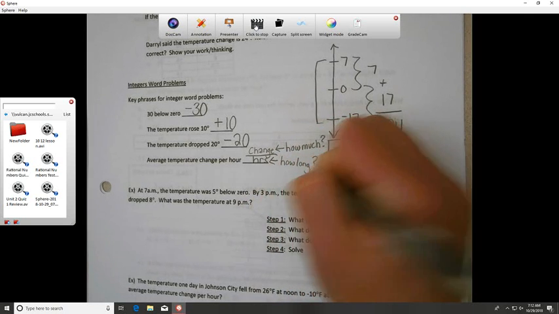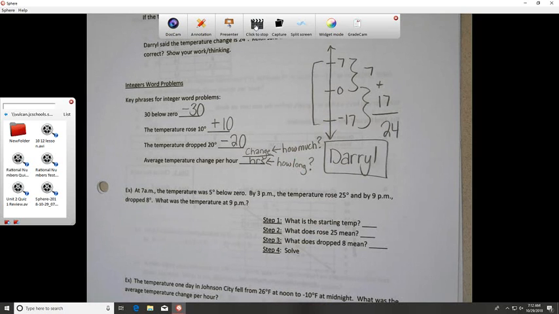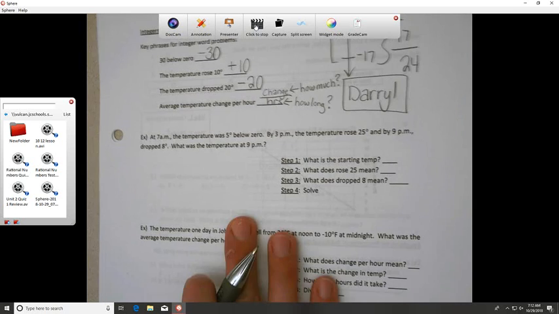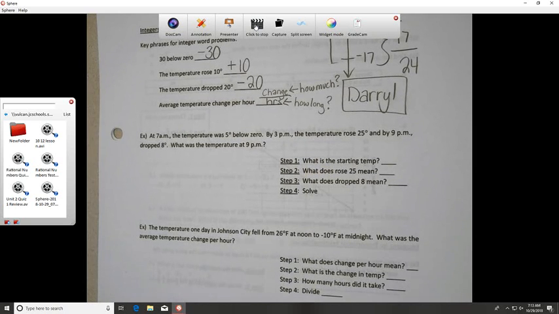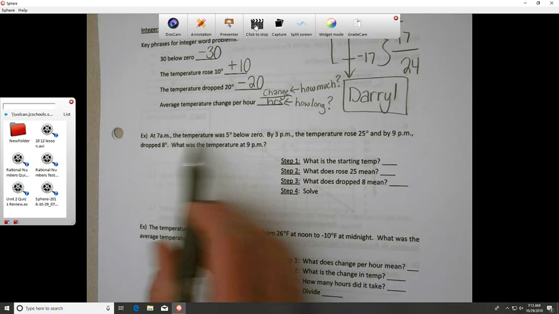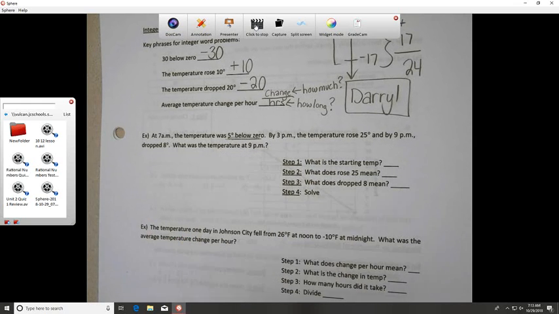So let's look at our first question. It says at 7 a.m., the temperature was 5 degrees below 0. By 3 p.m., the temperature rose 25 degrees, and by 9 p.m., dropped 8 degrees. What was the temperature at 9 p.m.? I'm just going to go step by step through this problem. Step 1, what's the starting temperature? It says at 7 a.m., it was 5 degrees below 0. We said below 0 is a negative, so our starting temperature is negative 5.